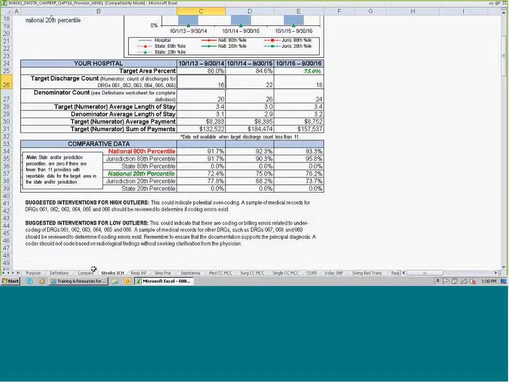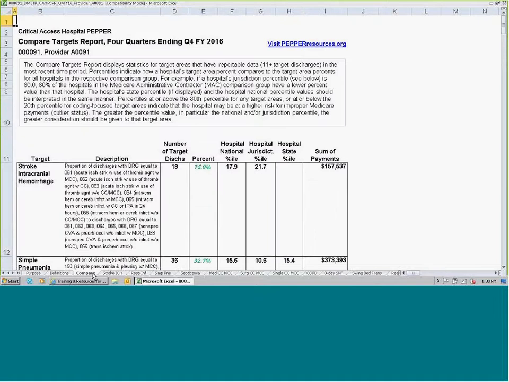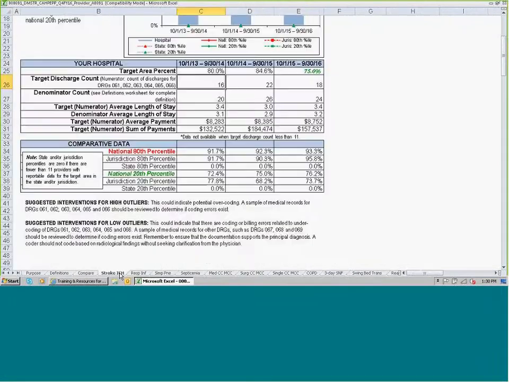I'm going to go back to the Compare Targets report. I remember there was something else I forgot to mention while I was reviewing these statistics. On the Compare Targets report, we identify the exact percentiles for your hospital. And this is the only place that you will see your percentiles in the PEPR. So if you're looking at the target area statistics for a given target area, you will not see your percentiles here. Your percentiles are only on the Compare Targets report, and these percents represent the 80th percentile for these various comparison groups.